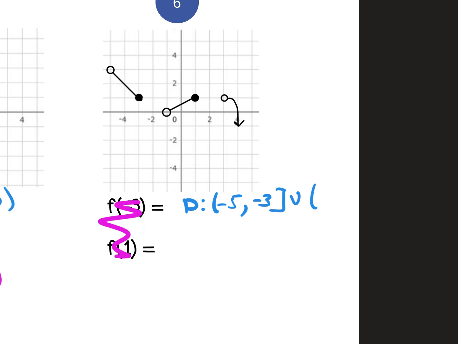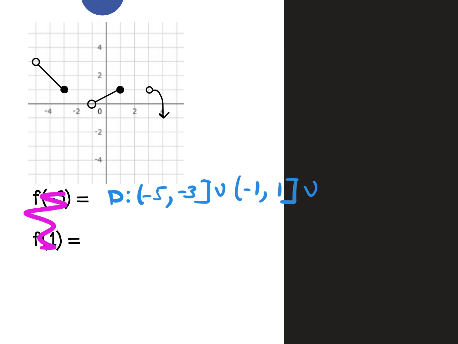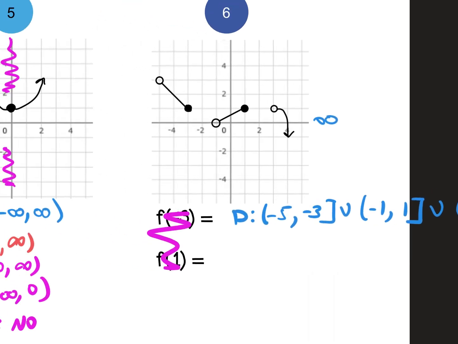Where does it start again? -1 to 1. Good. Then 3 to positive infinity. We're reading left to right. I know the arrow's going down. Don't look at the direction of the arrow. You just know it's never ending. So it's going to, yes, go down, but it's going to continually get wider.